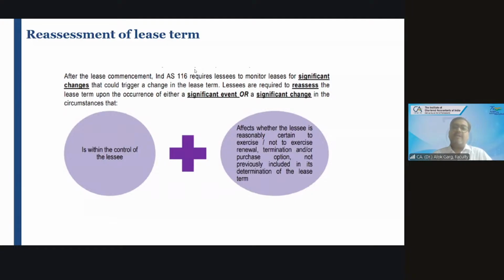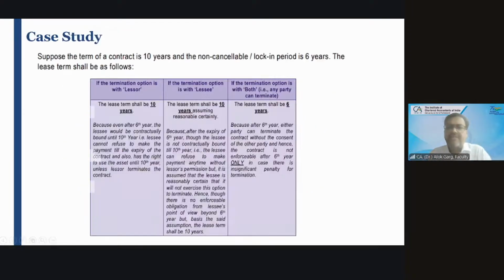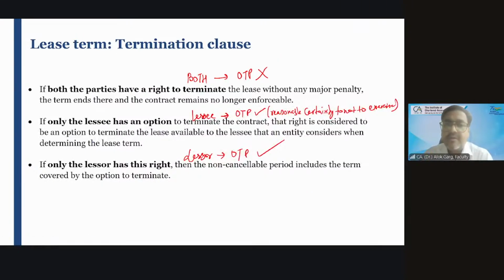Sir, reassessment of the lease. If lessor only has the termination option and the lessor avails the termination, then what do we do?